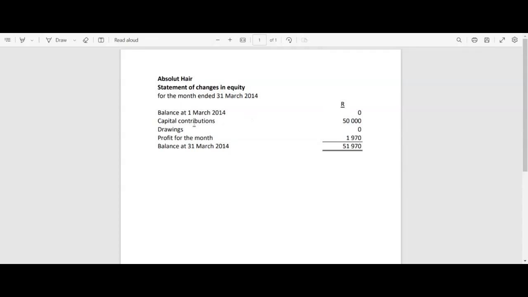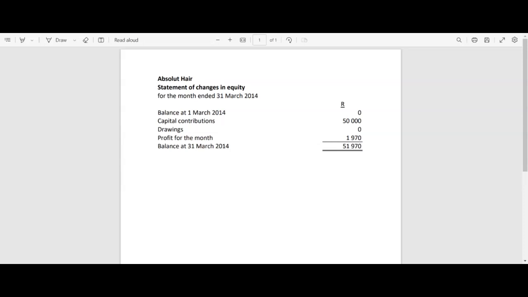And then we saw that the owner, Ayesha, made a capital contribution of 50,000 rands. If she had withdrawn any money for personal usage, it would have been indicated there as a negative. Just make a note of that as well. The drawings, same principle as with the other statements.